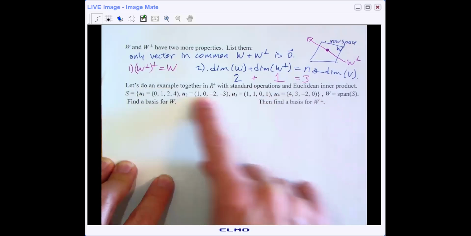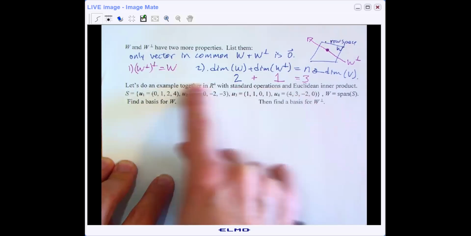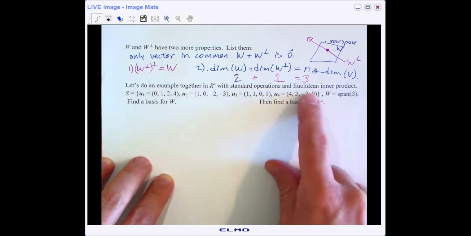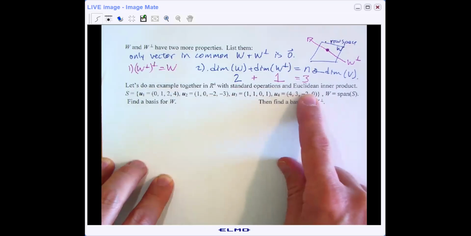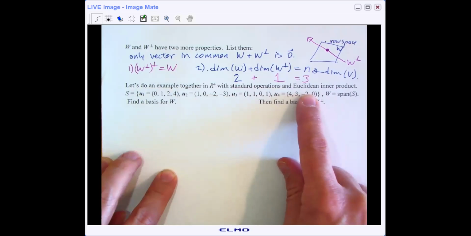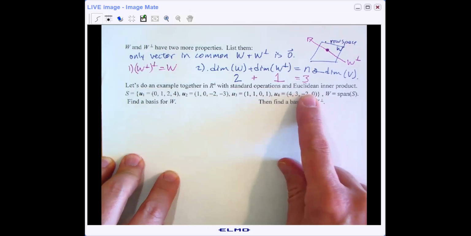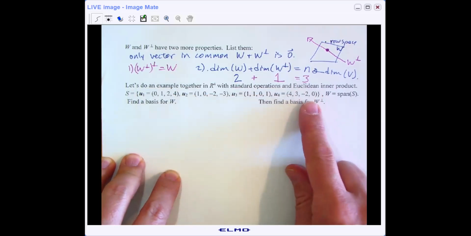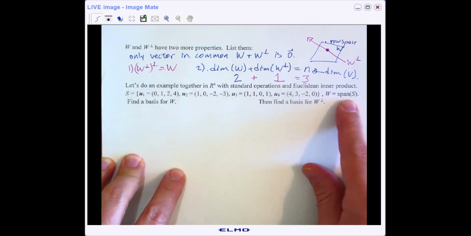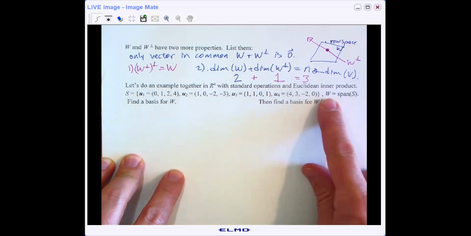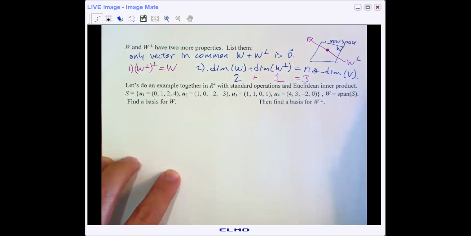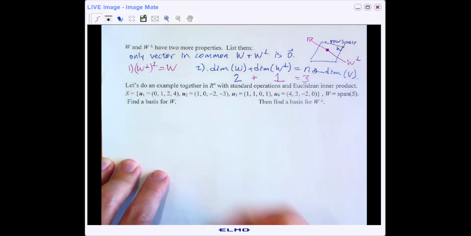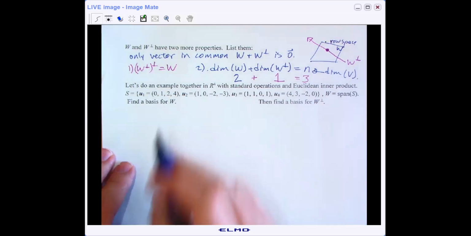This is living in 4-dimensional space, but we want to see what we can cover with those 4 vectors. It could possibly be, since there's 4 of them, all of 4-dimensional space, but it might not be. So we want to find the span of these 4 vectors. So let's see what we could make with them. And then let's find a basis for W.